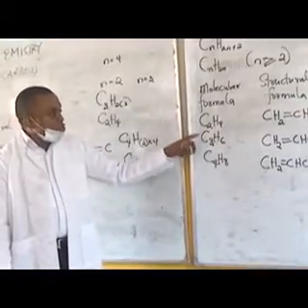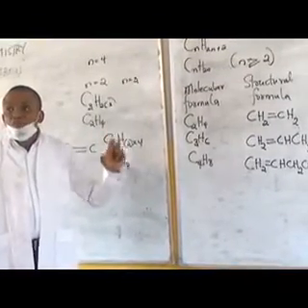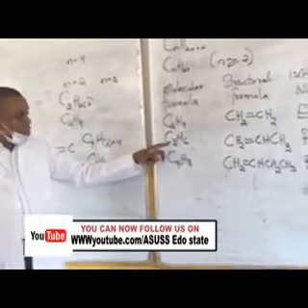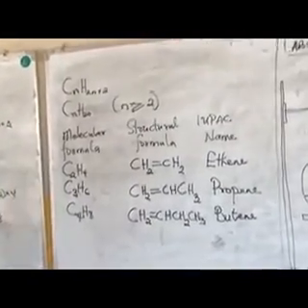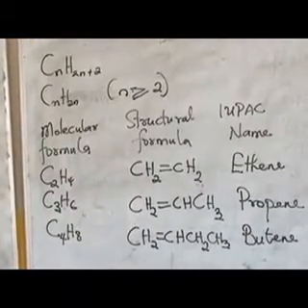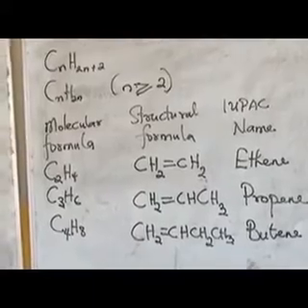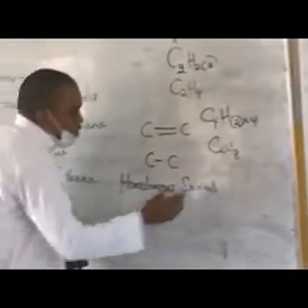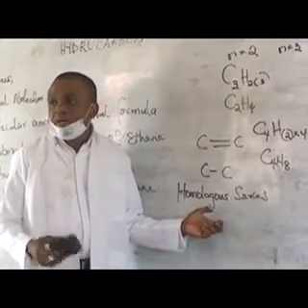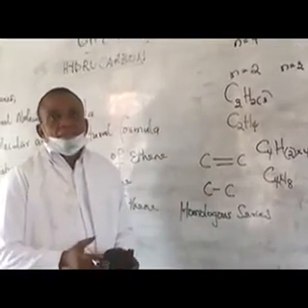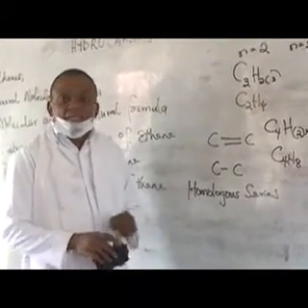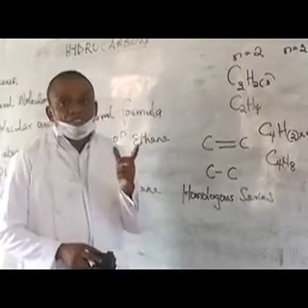Now, if you take a look carefully, you'll find out that each of the members of this alkene family differ from each other by a CH2 group. Now, this is C2H4. If you look at C2H4 and C3H6, it is just a difference of what? CH2. And that takes us to what we refer to as the homologous series. The homologous series is a family of organic compounds that have the same chemical properties, and they differ from each other by a CH2 group.